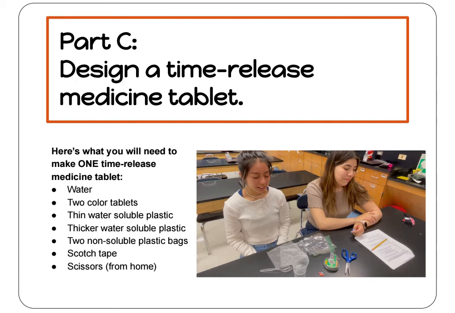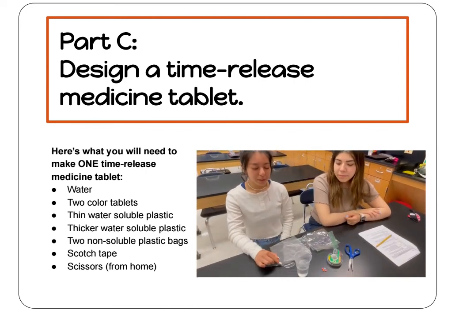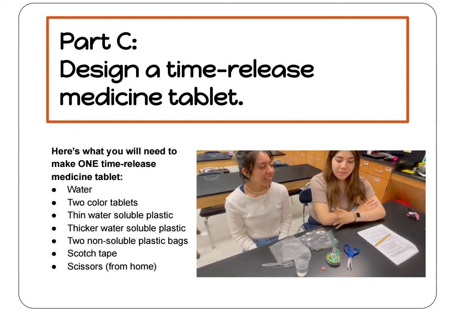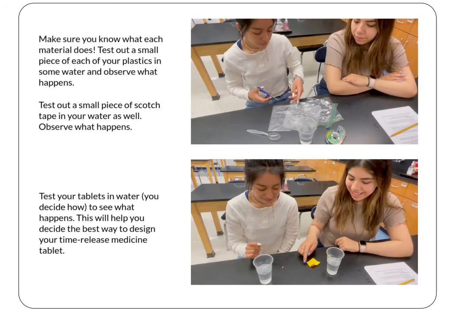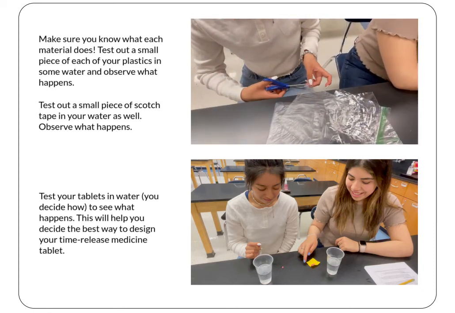Before we get started, here are the materials you'll need for this experiment. You'll have 3 different kinds of plastic, a spoon, water, 4 different colored tablets, tape, and scissors. As you discovered throughout our other experiments today, every solute is a little bit different. So before you design your time-release medication tablet, make sure you know what each of your materials does in water. Test out a small piece of each of your plastics and observe.